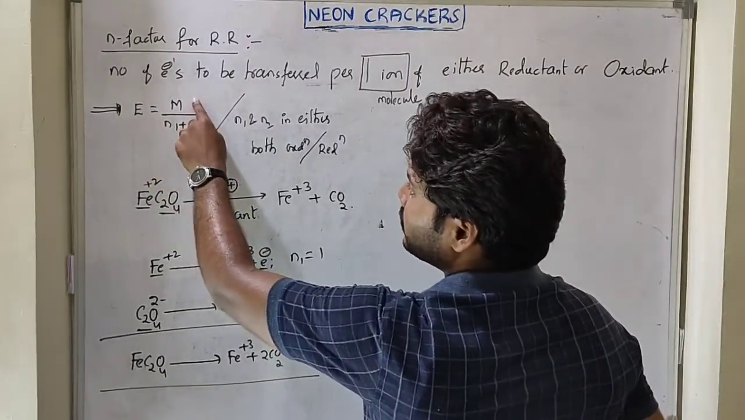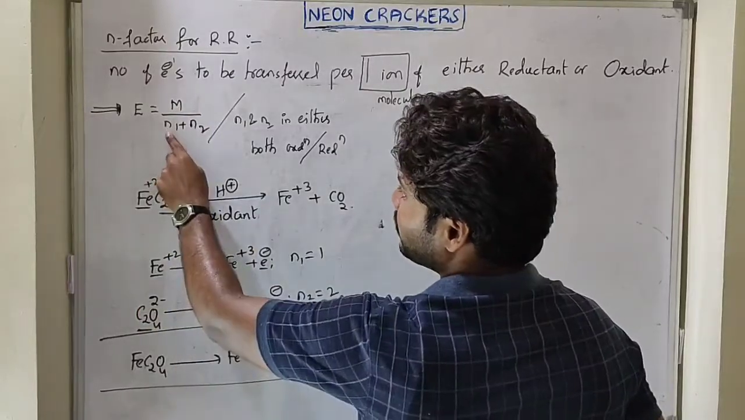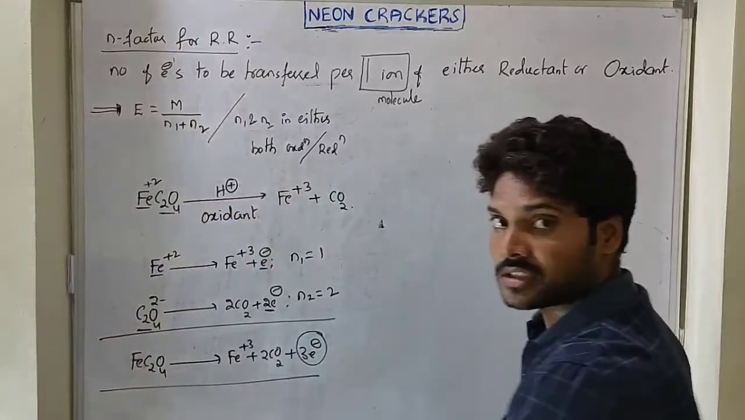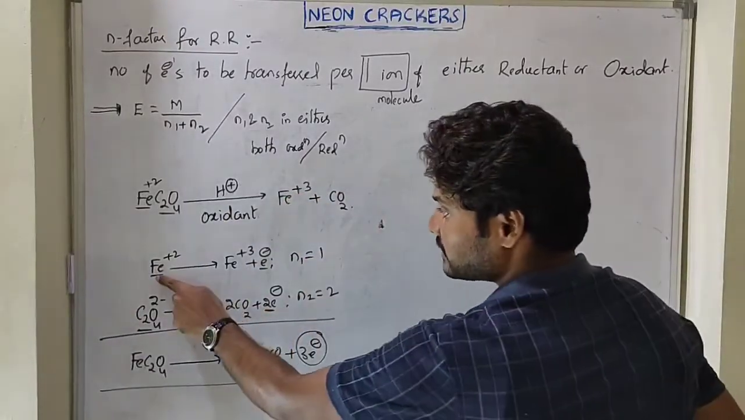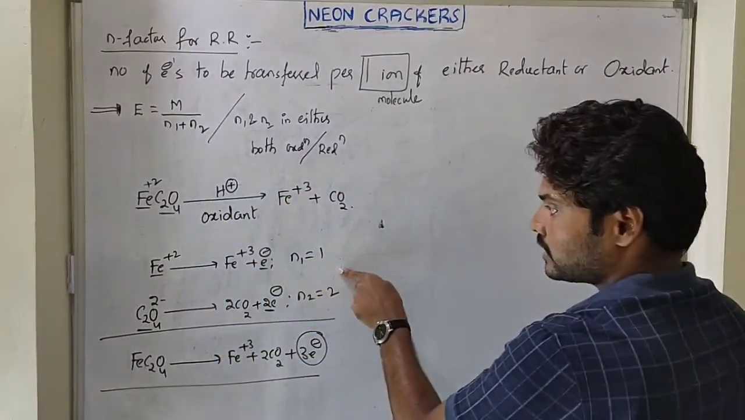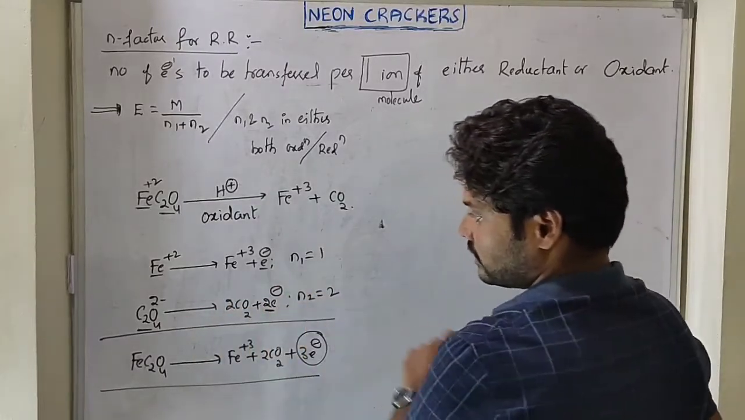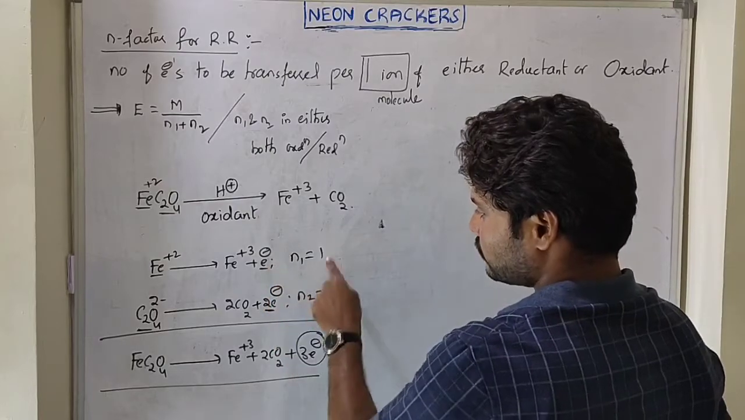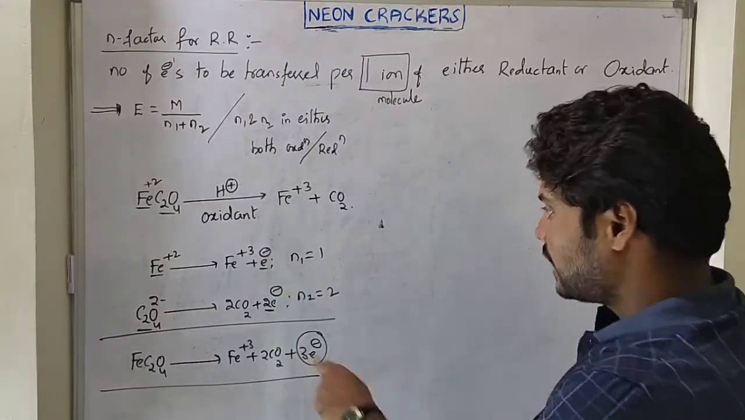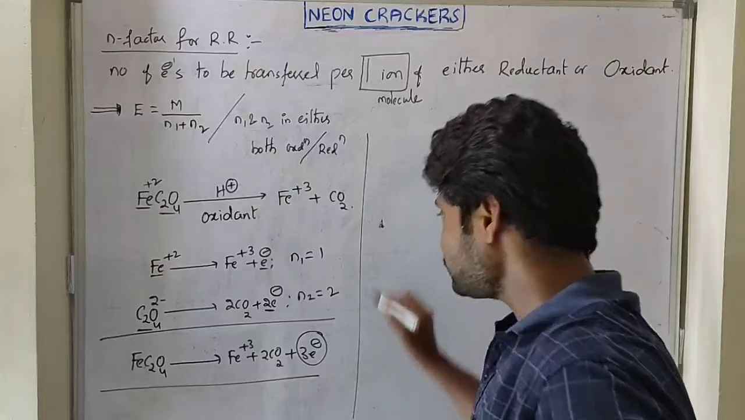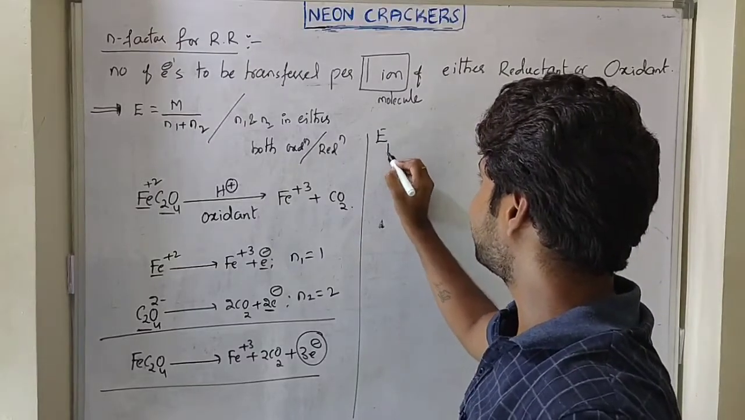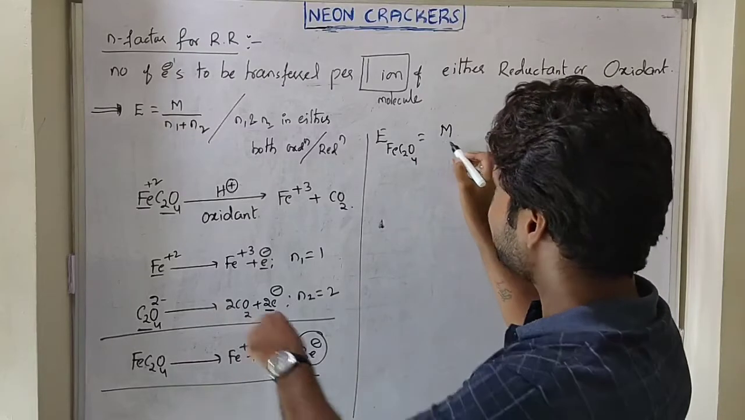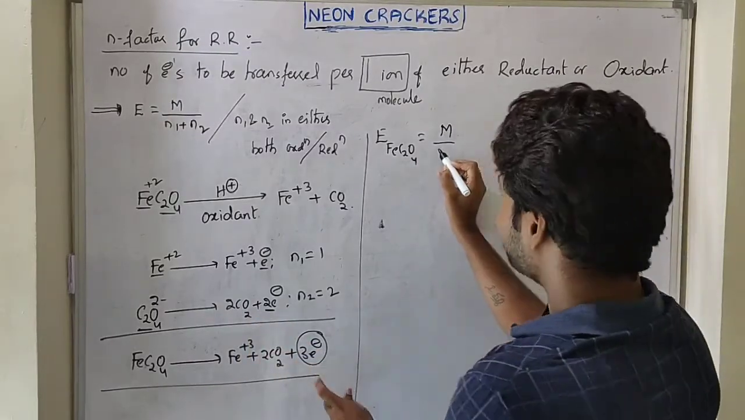Equivalent weight equals molar mass of that particular substance upon N1 plus N2. These two are the N factors for both reduction reactions or both oxidation reactions. What happens here? It gets oxidation, and here also oxidation. So both are oxidation reactions, and N1 plus N2 becomes 3. From this equation you also find the equivalent weight. What is the equivalent weight of ferrous oxalate? Molar mass of ferrous oxalate upon the N factor, which is 3.